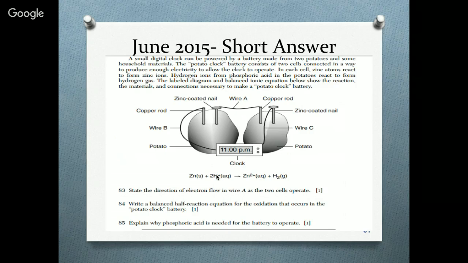So the half reaction, 84, for the oxidation would be Zn0, it's by itself, arrow, Zn2+ plus 2e-. The electrons have to be on the right side because of oxidation, again, the LEO, the arrow pointed to the right.